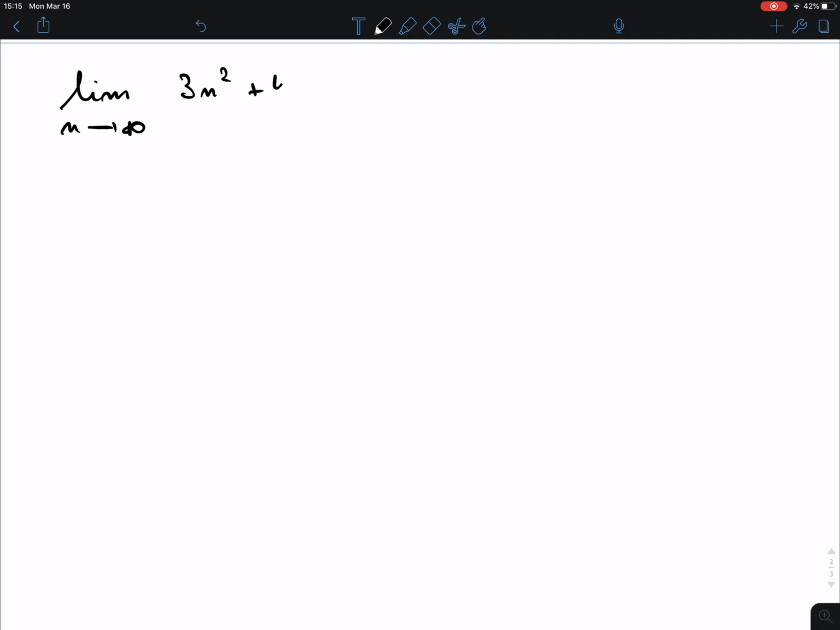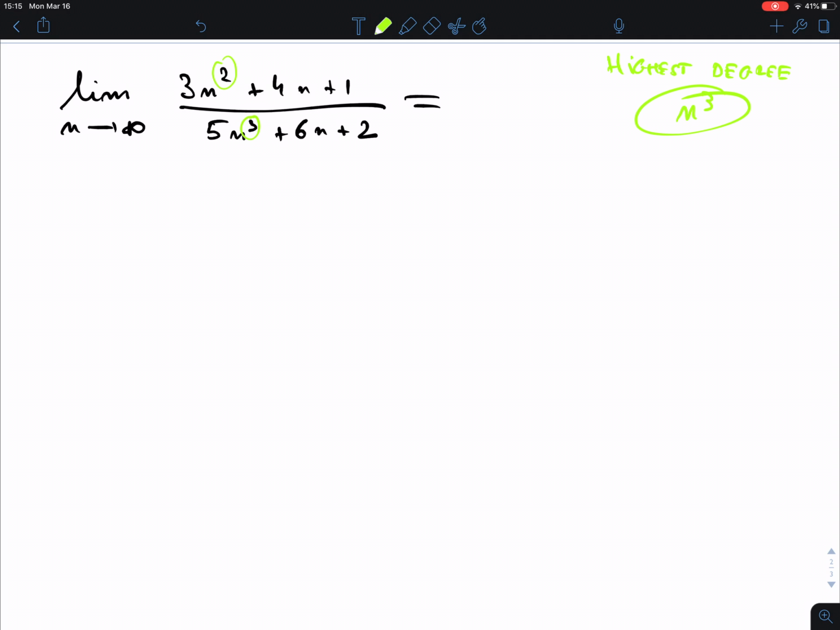3n squared plus 4n plus 1 over 5n cubed plus 6n plus 2. Okay, so we divide by, what is the highest degree term? Be careful, we have to look: here is a 2, but here's the 3. So the highest degree is n cubed. That's what we have to divide by. So we divide every term by n cubed.